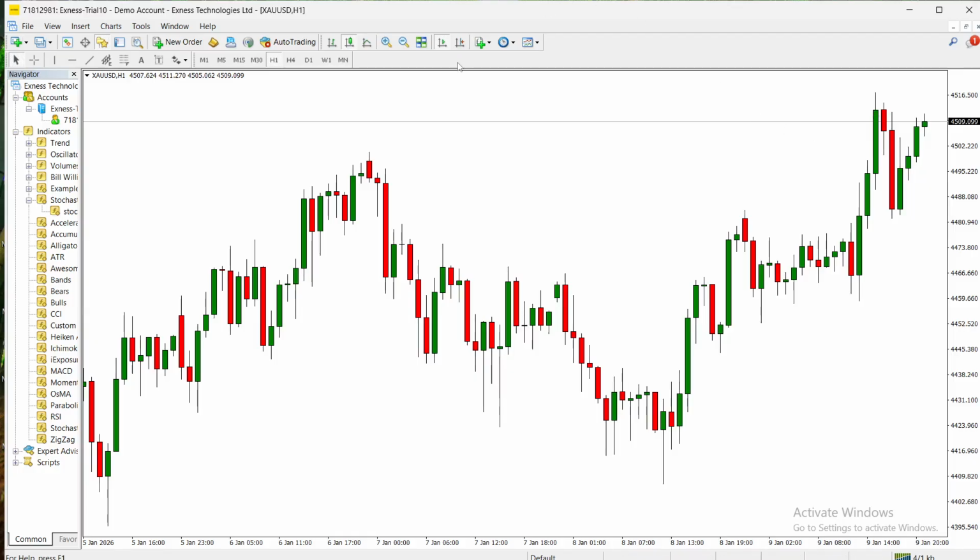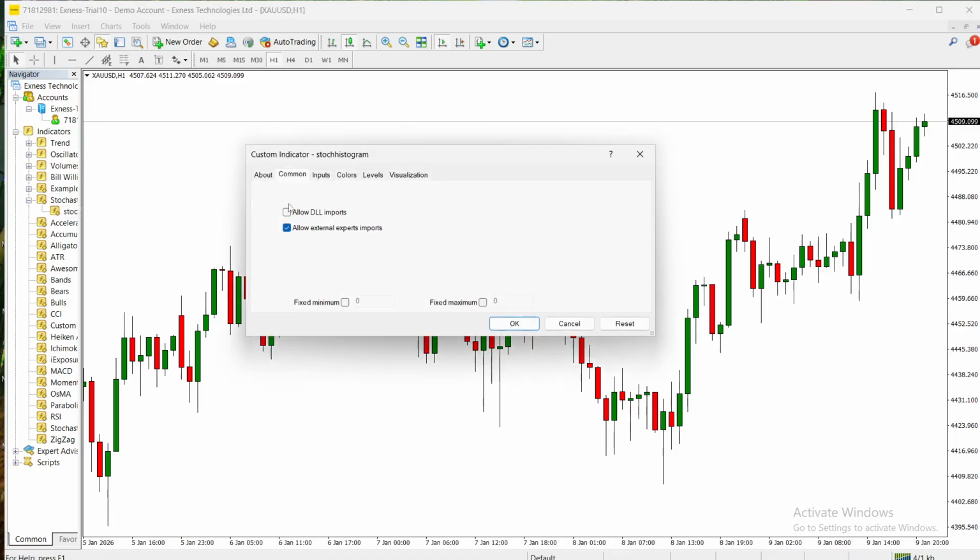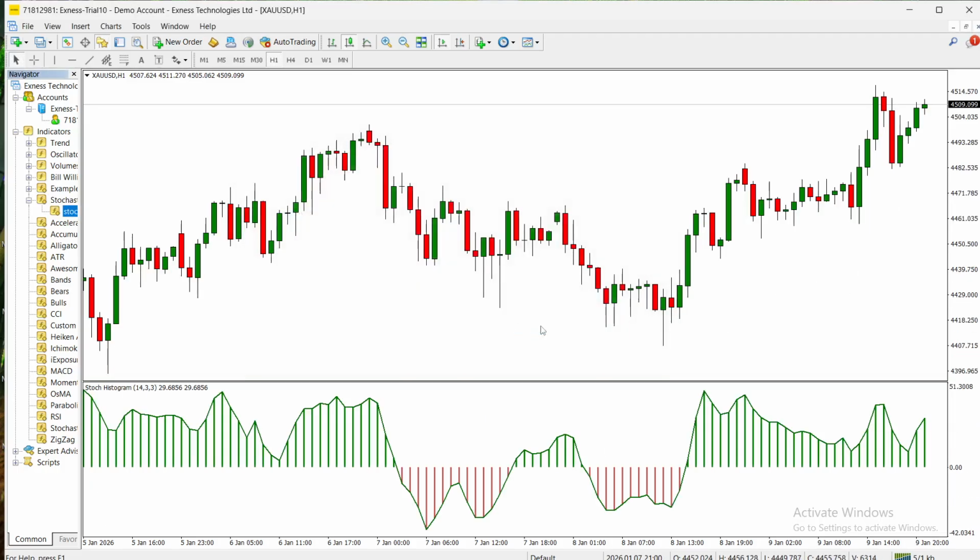At this point, I'll load the indicator on the chart so you can see how it looks in real time. Just allow DLL imports, and just like that, you have it installed on a separate window. On the chart, the stochastic histogram displays vertical bars that represent the difference between the K and D lines or their individual values, typically using color coding to distinguish bullish and bearish conditions.